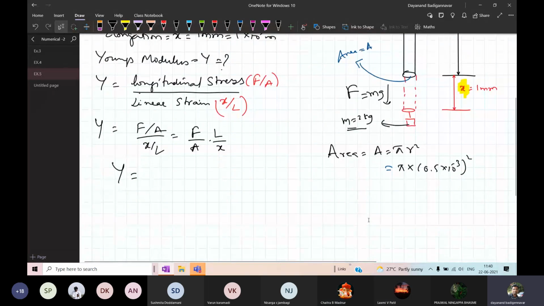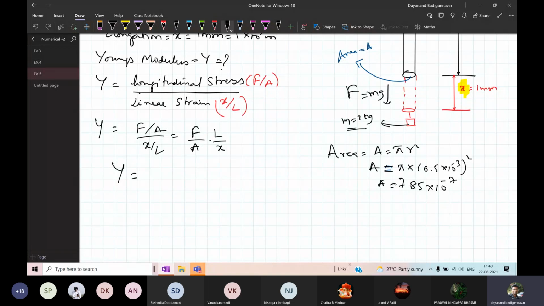0.7853 into 10 to the power of minus how much? Minus 6, sir. Okay, right. I have got A equal to 7.85 into 10 to the power of minus 7. Now 0.78 into 10 to the power of minus 6 is the same as A being 7.85 into 10 to the power of minus 7. So both are the same. So I will write this value of A as equal to 7.85 into 10 to the power of minus 7 meter square. This is the value of A.